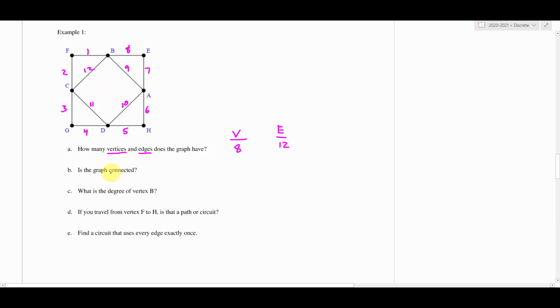All right, now the next thing it's asking is if the graph is connected. For a graph to be connected, this is one of those vocabulary words up above, you have to be able to travel from one point to any other point on the graph. So for instance, if I started at F or B or E, it doesn't matter. If I started at F, can I travel to every other point on this graph? So for instance, could I get to H? And I could, right? There's edges that connect me from F all the way to H.